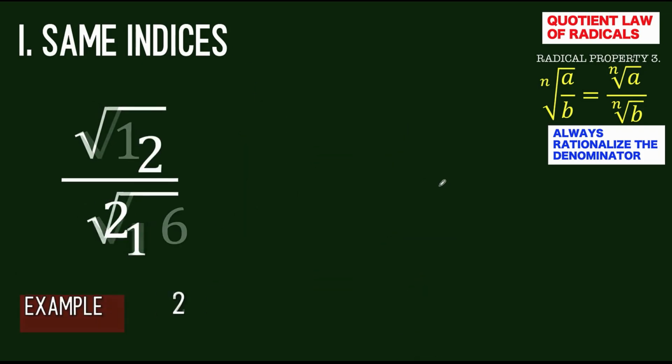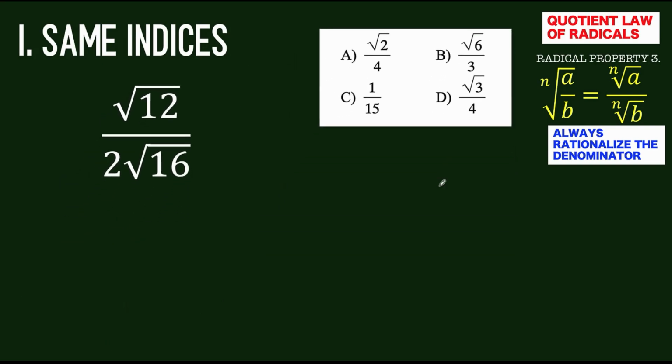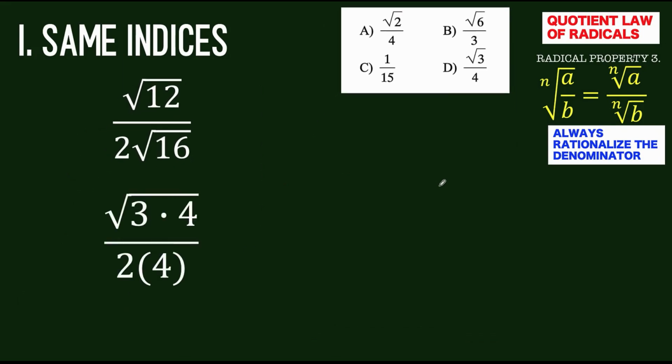Another example. Let's say we are going to divide square root of 12 divided by 2 square root of 16. So to solve this problem, we are going to apply again the quotient law of radicals.